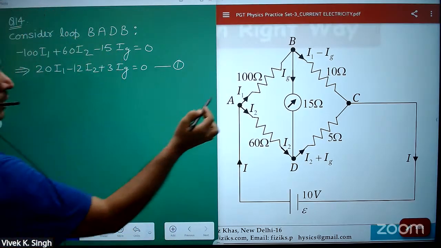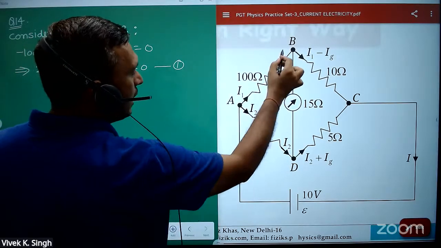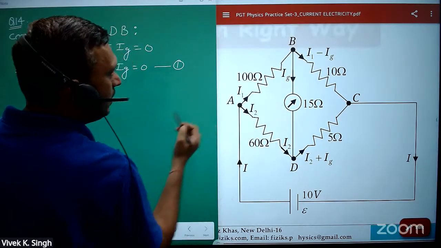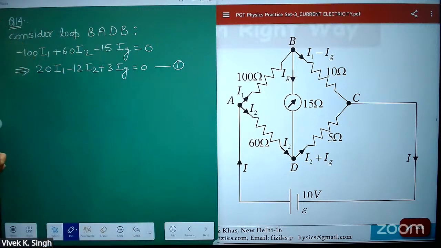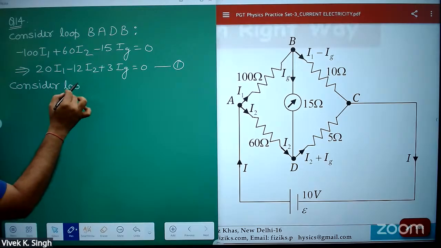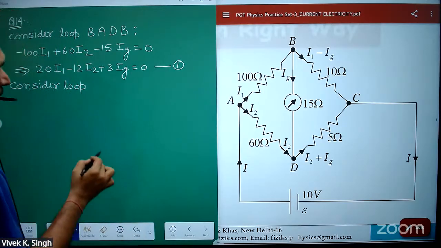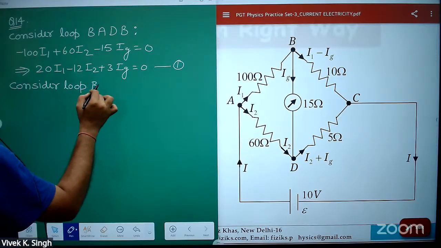So this is one particular loop, BADB. Now I'm considering the second loop, let's say BCDB. Consider loop BCDB.